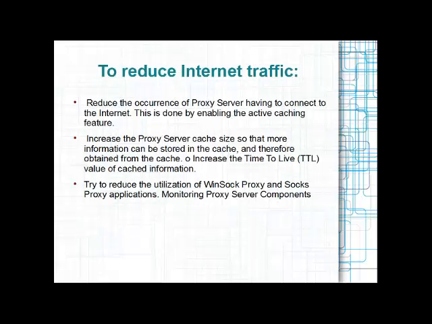To reduce internet traffic, reduce the occurrence of proxy server having to connect to the internet. This is done by enabling the active caching feature. Increase the proxy server cache size so that more information can be stored in the cache and therefore obtained from the cache. Increase the time to live value of cache information. Try to reduce utilization of Winsock proxy and SOCKS proxy applications.